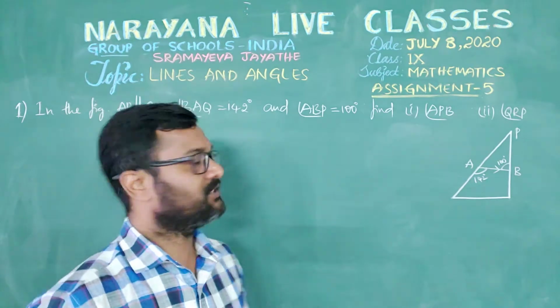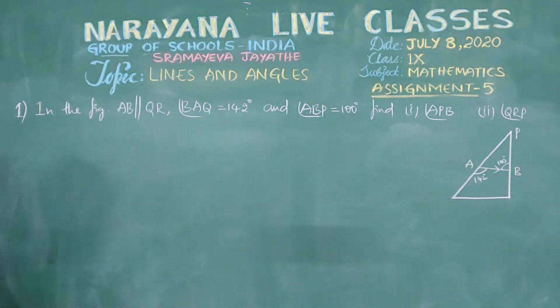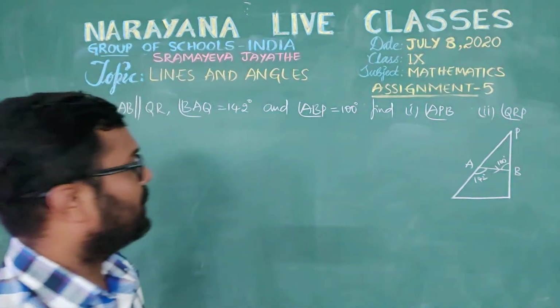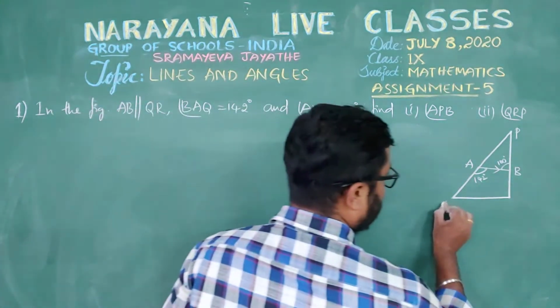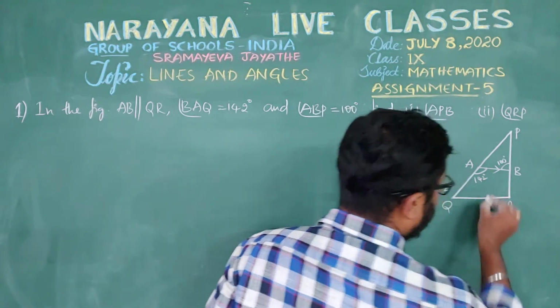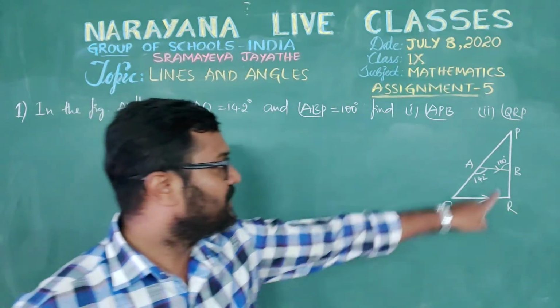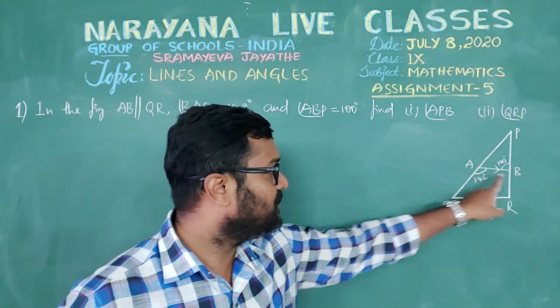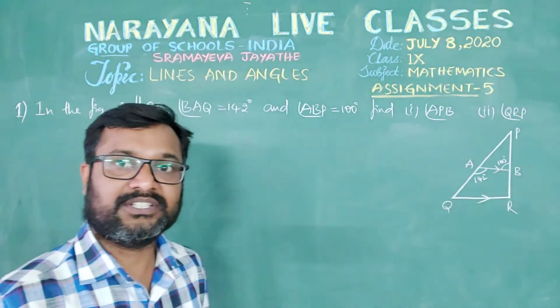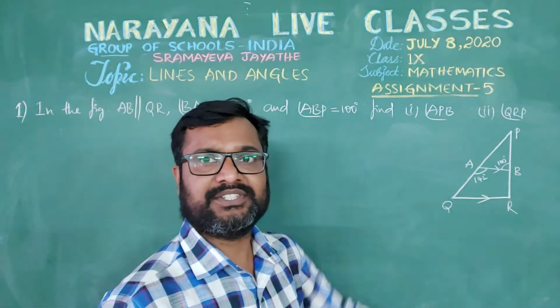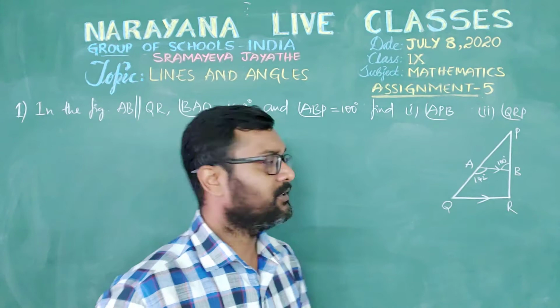Let's discuss this. See here in this figure, AB is parallel to QR. This is Q and this is R. AB is parallel to QR. These two arrows indicate that these two lines are parallel to each other. So this is a figurative representation of two parallel lines.